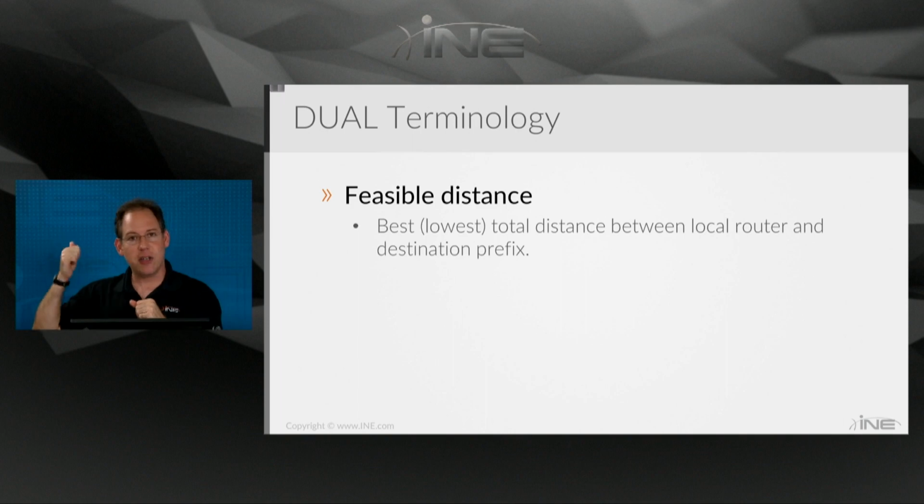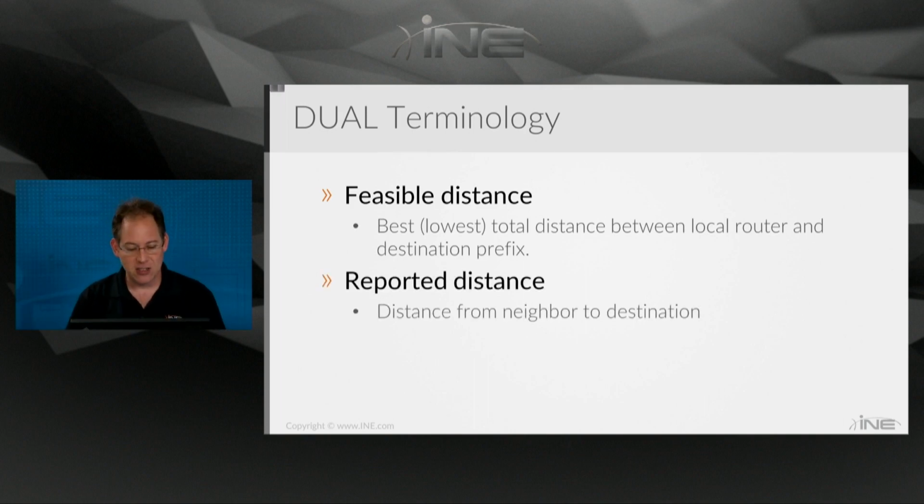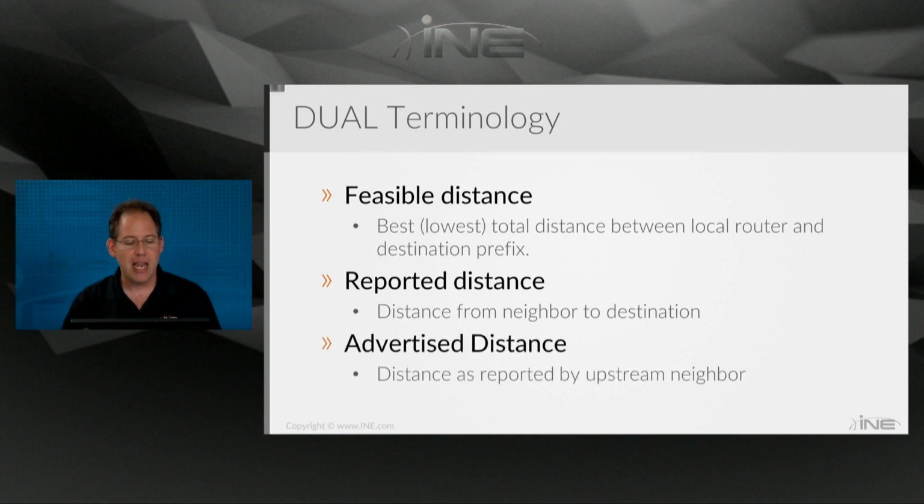Whatever I think the sum of the delays is for me, that's what I tell you. Whatever I think the load and reliability are, even though I'm not using them, that's what I tell you. So I'm reporting to you, I am advertising to you what I used to come up with my own feasible distance. Those values that I'm sending to you are called the reported distance. That's also sometimes called the advertised distance. Exactly the same thing. Reported distance, advertised distance is what my neighbor thinks it costs to get to that route.